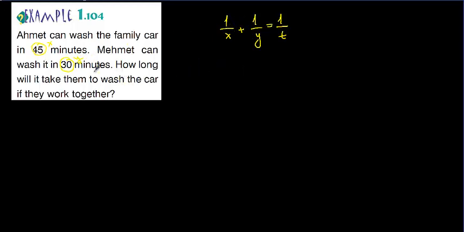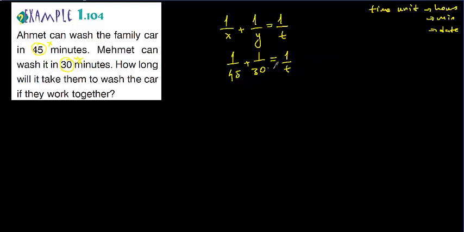The time unit can be hours or minutes or days or months. It can continue like that. Here we are going to use minutes. So 1 over 45 plus 1 over 30 is equal to 1 over T. In how many minutes will they finish the job? We will find it like this.